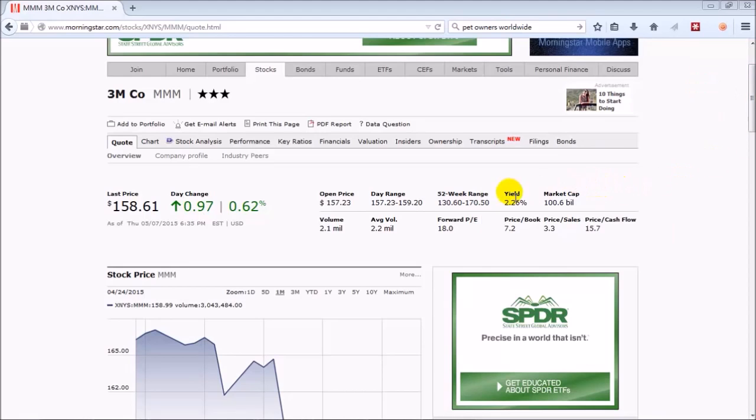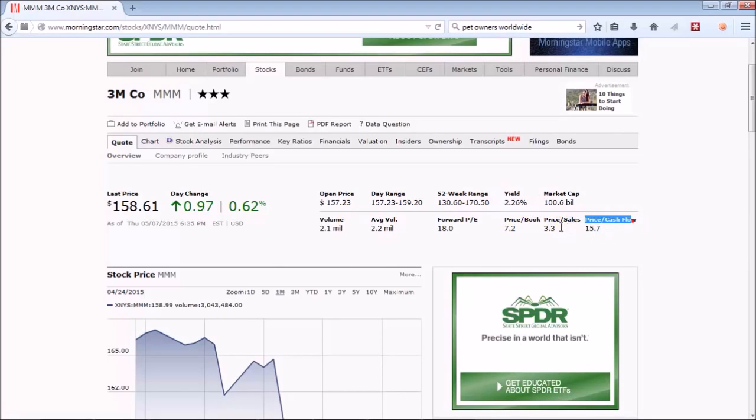Okay, yield is important. Some investors only play dividend stocks, and they just hold the stock forever and they ride the dividends. And if the stock grows, then that's good because the dividends grow as well, right? If this goes up to $200, you're getting 2% of $200 instead of $158. Okay, so that's the first thing you want to look at.